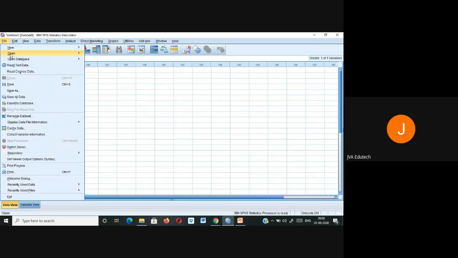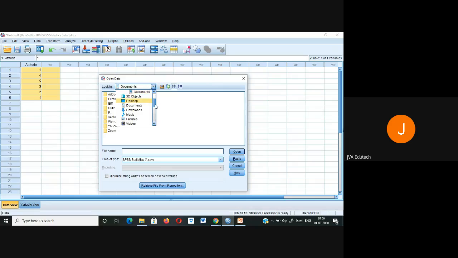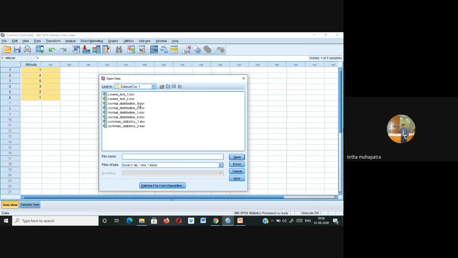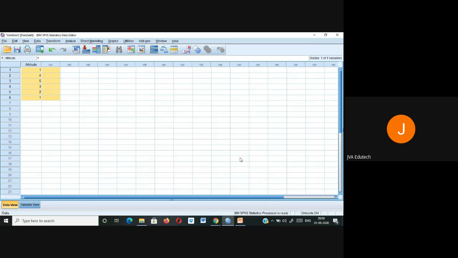I have sent you a few files that are in Excel format. So choose Excel from here. Normal distribution. Are you having this file with you? Normal distribution one dot xlx. Open this in SPSS.